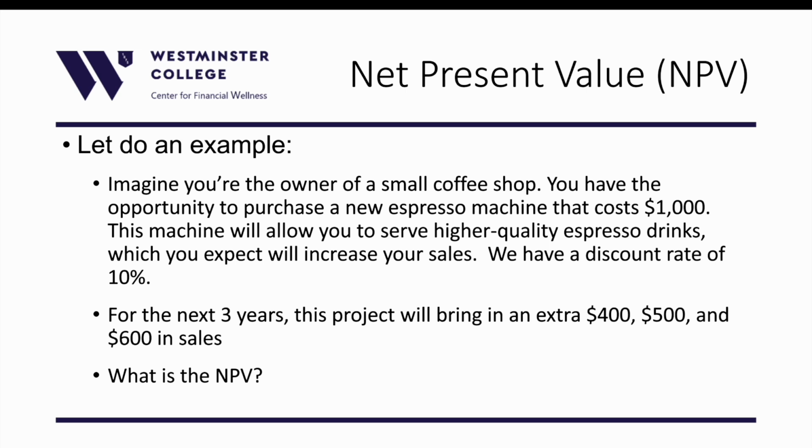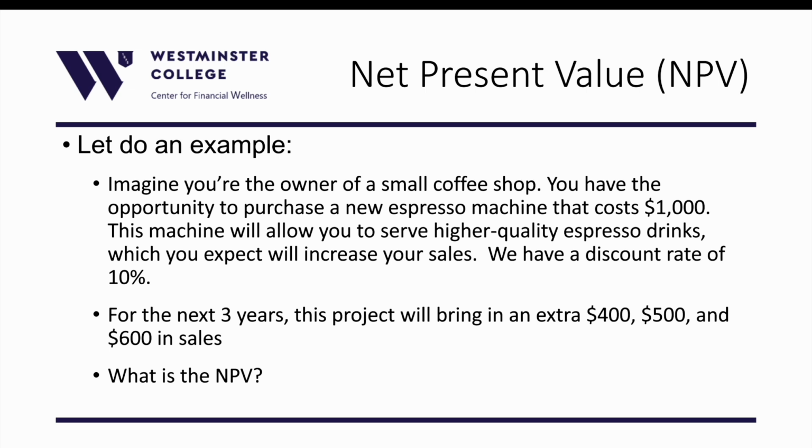So I think the best way to understand NPV is to do an example. So we're going to do that here. Imagine you're the owner of a small coffee shop, and you have the opportunity to purchase a new espresso machine, and it's going to cost you $1,000. You're doing this because you're trying to grow your business, and you think that the espresso machine will help you to do so. This machine will allow you to serve higher quality espresso drinks, which you expect to increase your sales. We have a discount rate of 10%. So for the next 3 years, we're expecting that this project will bring in an extra $400 in the first year, $500 in the second year, and $600 in the third year in sales.